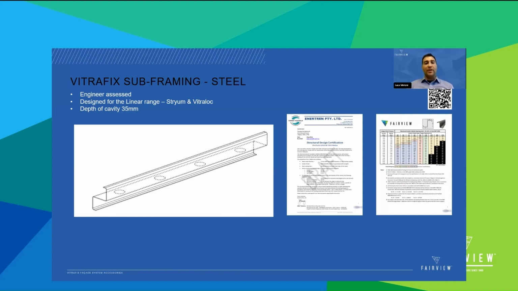In order to accommodate installation of a linear system, we also offer, for example, S-shaped elements. Still, they are engineering assessed, designed for the linear range, our stream Vitrolock. Depth of cavity up to 35 millimeter can be accommodated. With a pitch of 74 millimeter centers and 90 millimeter diameter holes, they allow for ventilation. They help ventilation to the cavity.